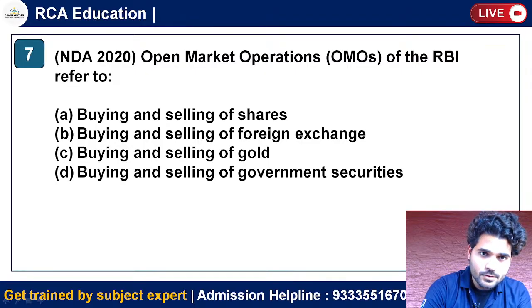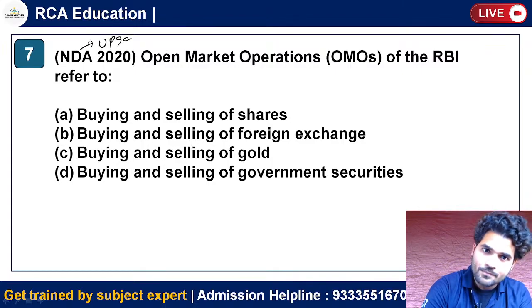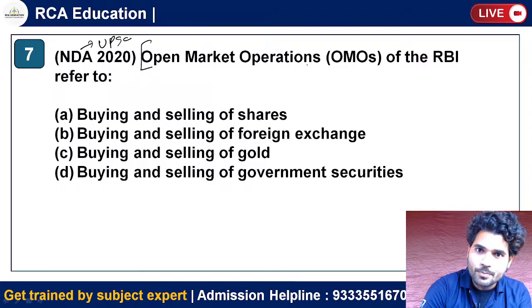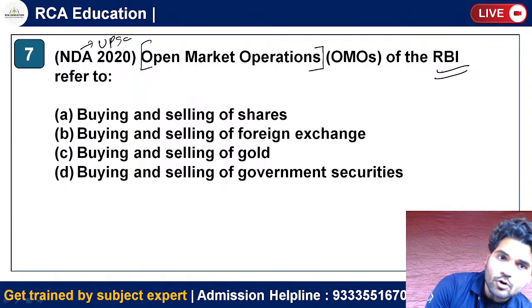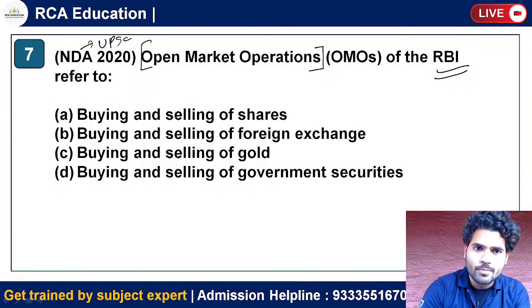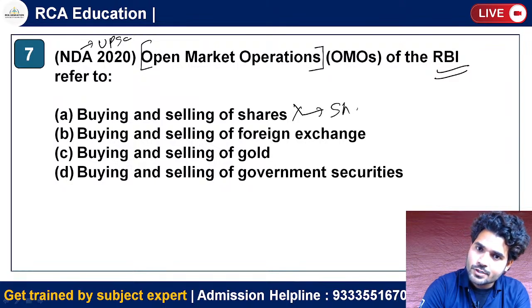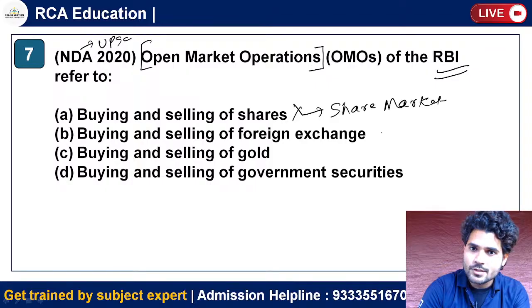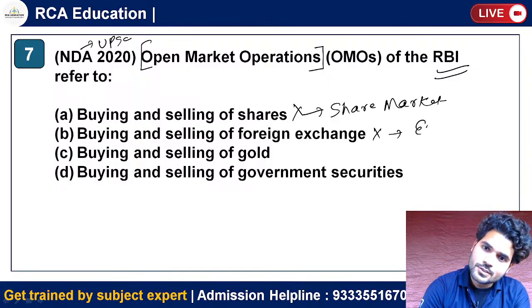Next question we have. This question came in NDA 2020. NDA exam is conducted by UPSC. The question is: open market operation, OMO, of RBI. Now, what is the meaning of open market operation? Is it the buying and selling of shares? No, buying and selling of shares is the work of the share market. Buying and selling of foreign exchange? No, it is the exchange department.